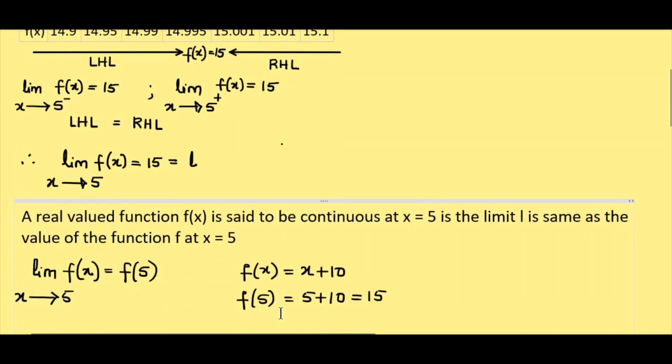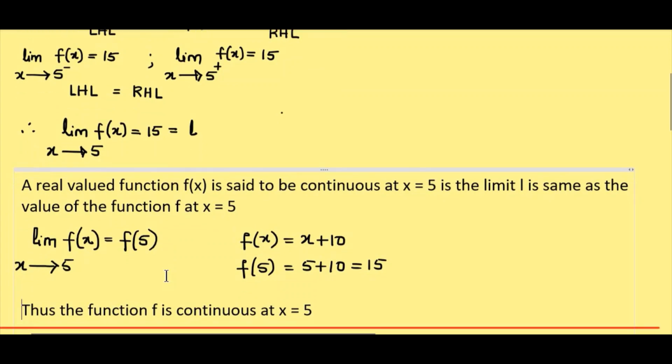Now let us discuss the continuity of the function. This function is said to be continuous at x equal to 5 if the limit L is the same as the value of the function f at x equal to 5. That is, limit as x tends to 5 of f of x, if it is the same as f of 5, then we can say that this function is continuous at the point x equal to 5. Here f of 5 is nothing but 50, which is the same as L. Therefore, this function is continuous at that point.